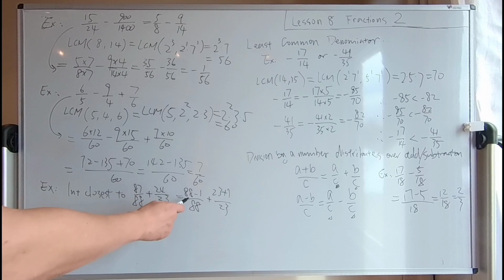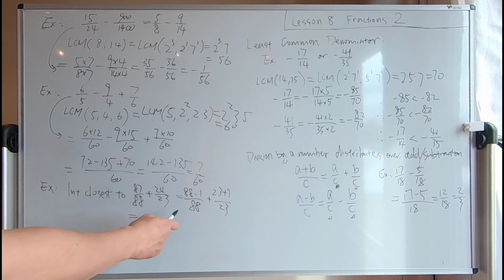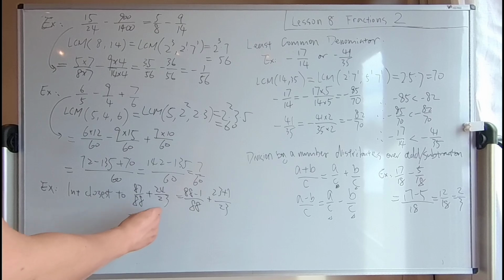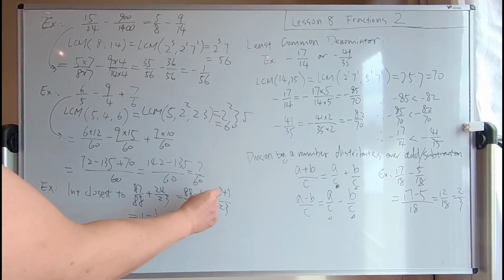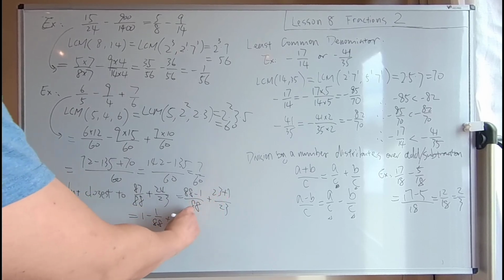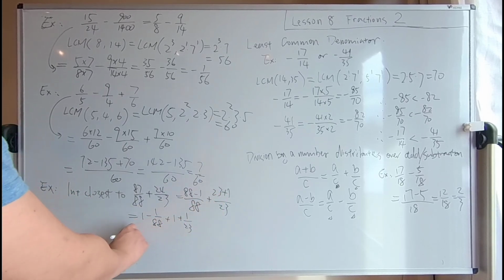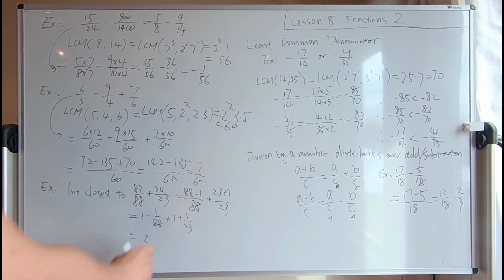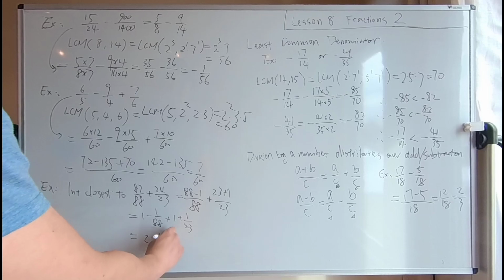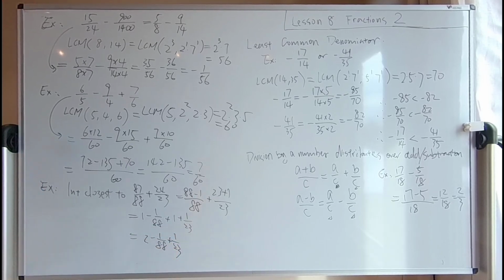For example, this one equals 88 over 88 minus 1 over 88. So it's 1 minus 1 over 88, right? And then this is 23 over 23, which is 1, plus 1 over 23. So it's 2, right? 1 plus 1. 2 minus 1 over 88 plus 1 over 23.